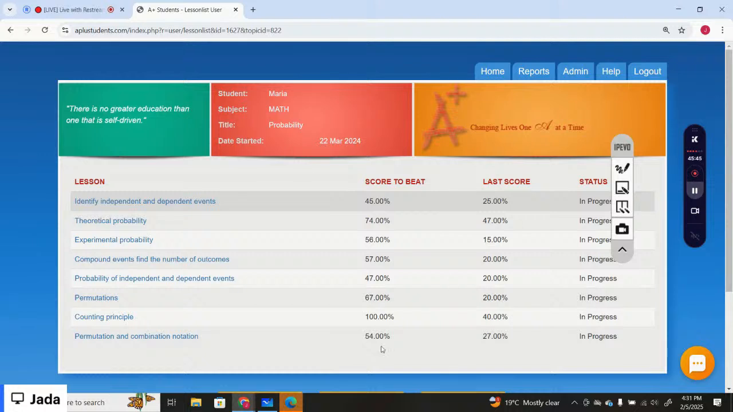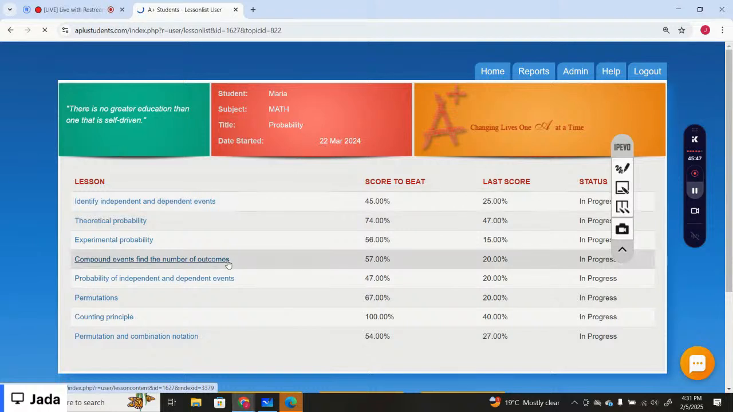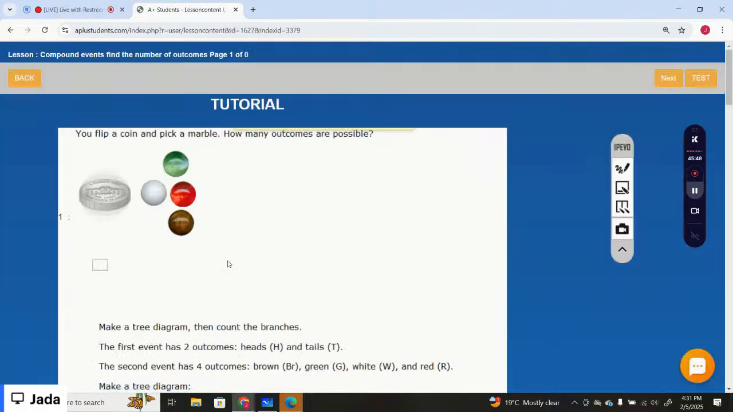The next lesson is compound events. Find the number of outcomes. Compound events are events that involve more than one event.